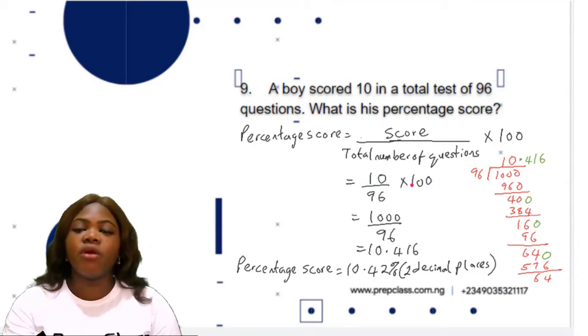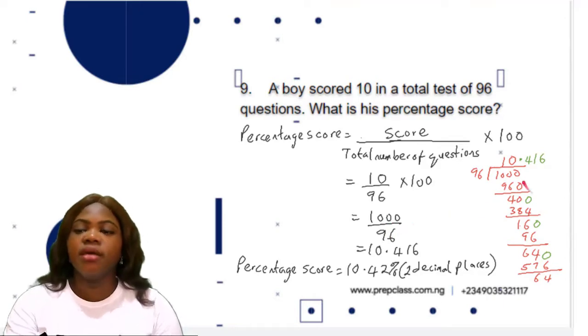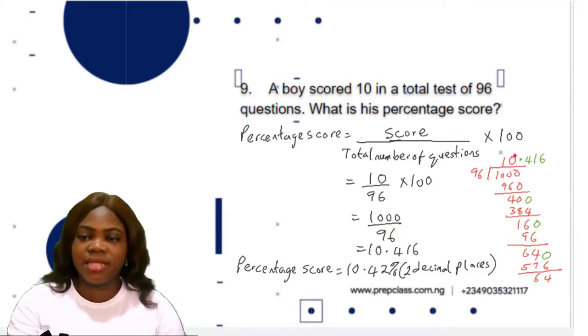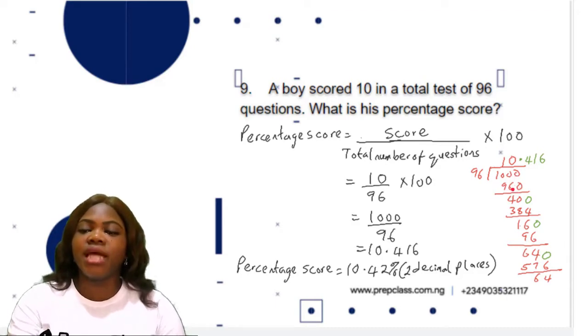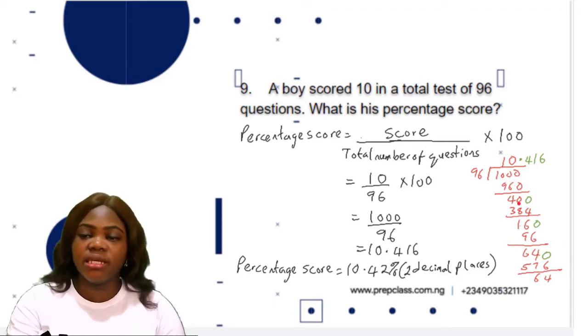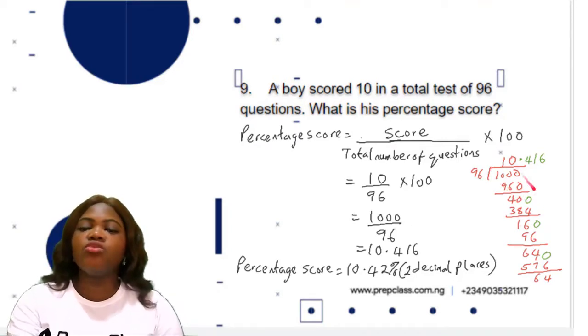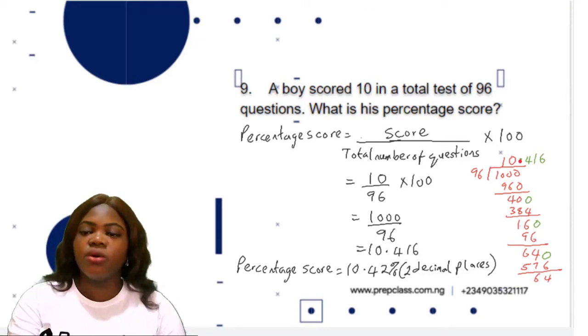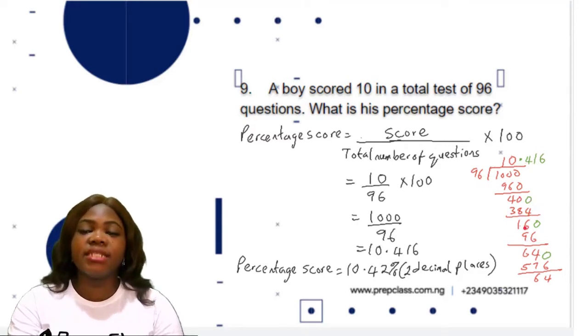10 multiplied by 100 is 1000. Then 1000 divided by 96 can be done here. 1000 divided by 96 is 10. 10 times 96 is 960. 1000 minus 960 is 40. Then 40 divided by 96 is not possible, so we add 0 to it and put a decimal point here. So 400 divided by 96 now is 4. 4 times 96 is 384. 400 minus 384 is 16.